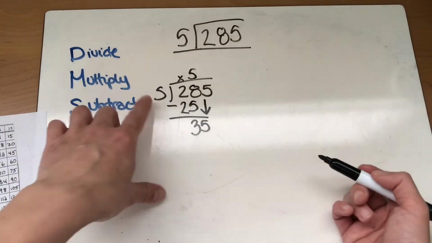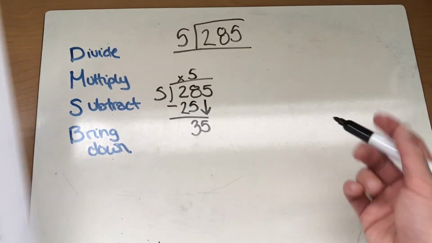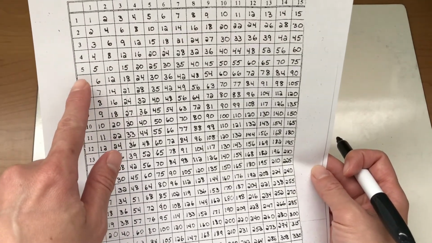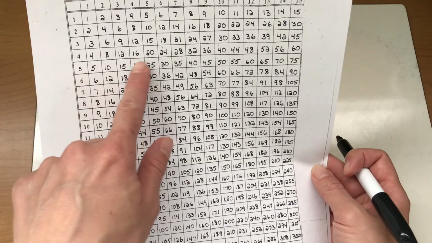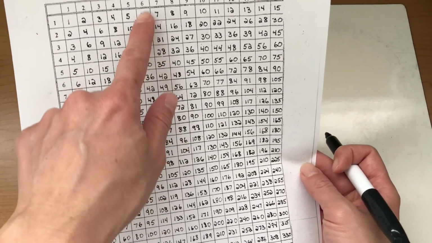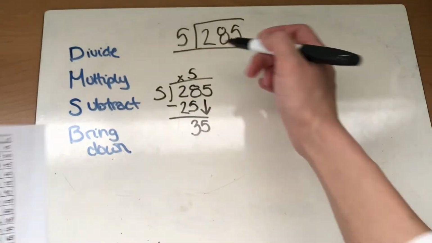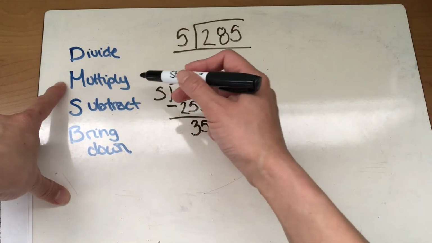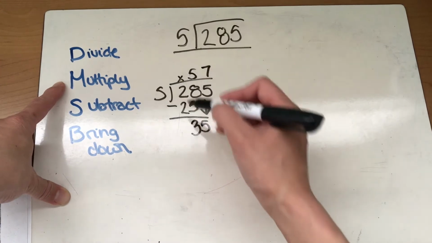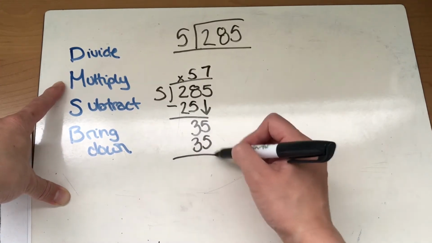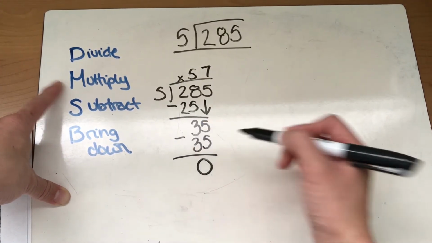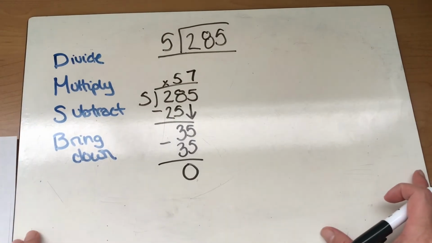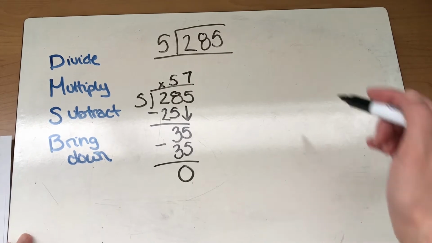Then I will ask my students, how many 5s go into 35? Again, if they have no idea, they're going to use their multiplication chart. They go across the 5s row to 35. Oh, look, I found it. 7. So now I've divided, and I jump down to my multiplication step, which is 7 times 5 is 35. And then I subtract, and my remainder is going to be 0, and there's nothing left to bring down. So that's it. My answer is going to be 57.